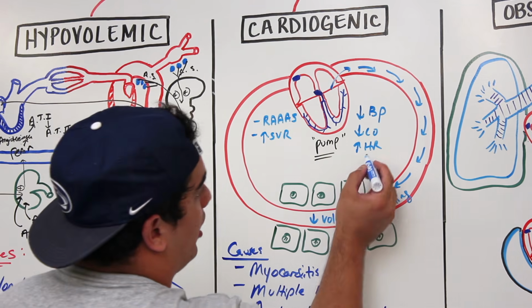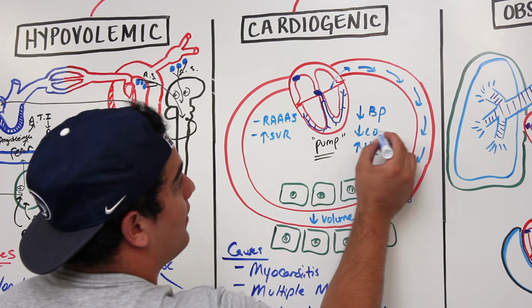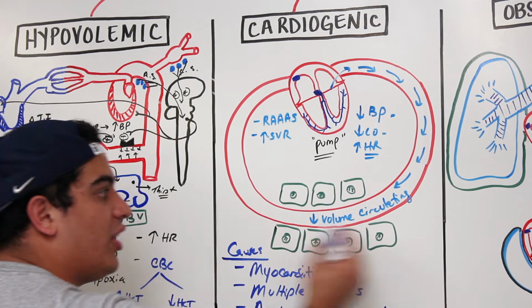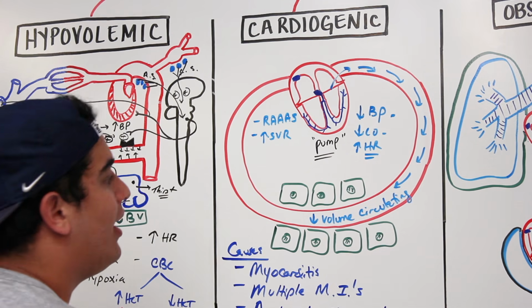So you're going to notice that these people are going to have some tachycardia. They're going to have some congestion of blood within the heart. They're going to have a low BP. They're not going to have an adequate volume circulating in the actual bloodstream. Why is this a problem?